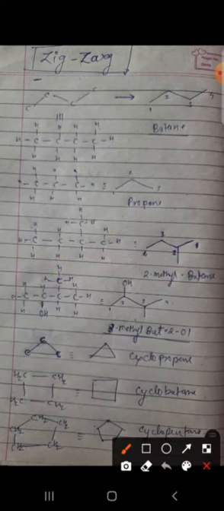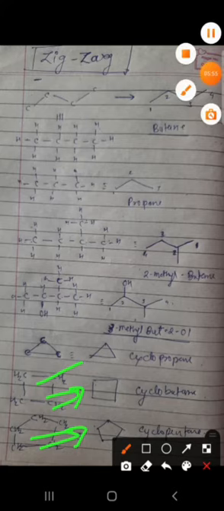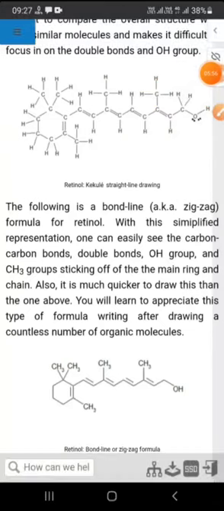Likewise, cyclobutane with 4 carbons is drawn like this, and cyclopentane is drawn like this. Simply, these are the zigzag representations of carbon chains. So I hope you understand this zigzag representation. We have discussed small molecules in zigzag way, and this is a large molecule. What is this? Retinol.